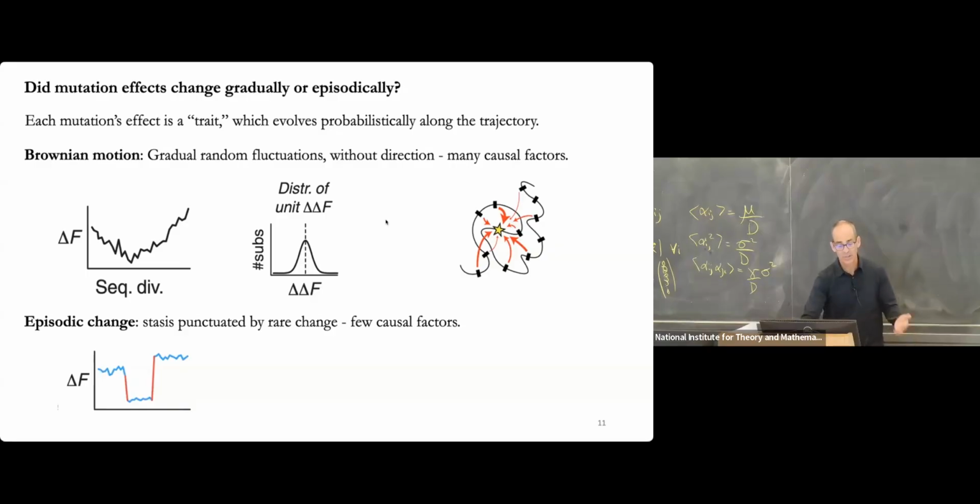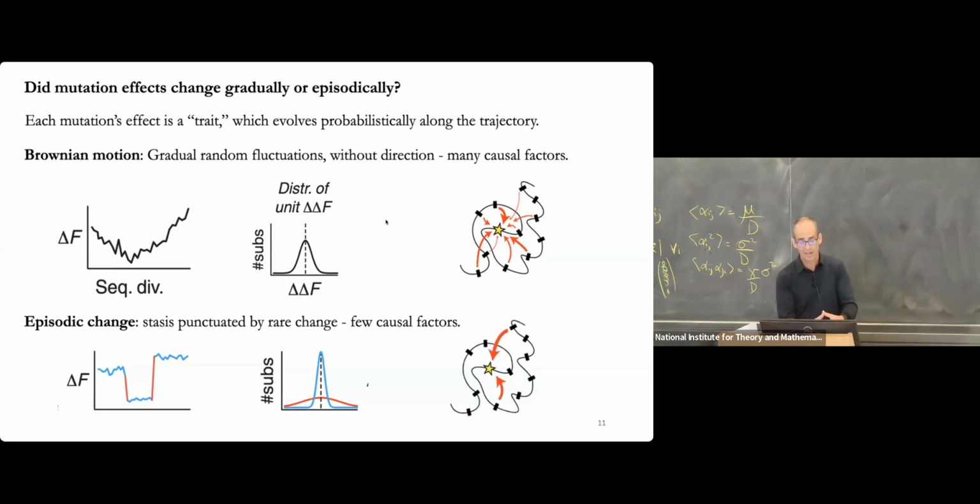The other model is one of episodic change, where there's relative stasis punctuated by rare and large changes, which cannot be explained by sampling from a distribution with one variance. This is modeled by having a mixture model with multiple variances, and that would imply rare changes of large effect.